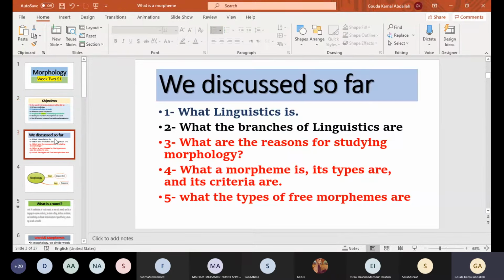I guess so far in our previous week, we discussed these points. We said, what is linguistics? And we said linguistics is a scientific study of language. As we said, language is a system, not only a system, but a highly organized system. So when we try to analyze this system, we need to know how to examine it. So we need a scientific, more organized way that will help us to do this.